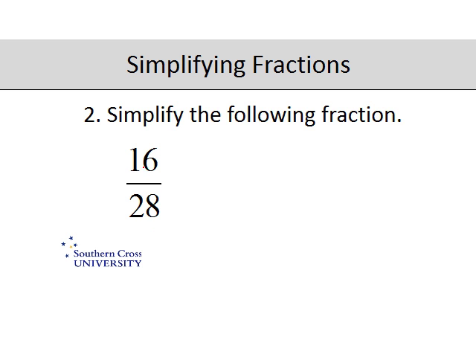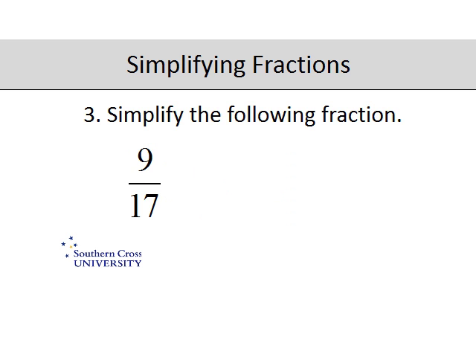8 will go into 16, but 8 won't go into 28. So we're fairly certain that it's 4. If it's not, we'll soon pick it up. So 16 divided by 4 is 4, and 28 divided by 4 is 7. Have a quick look, see that there's no common factors. There isn't, so 4 must have been the highest number.